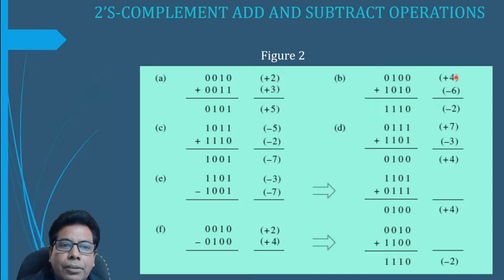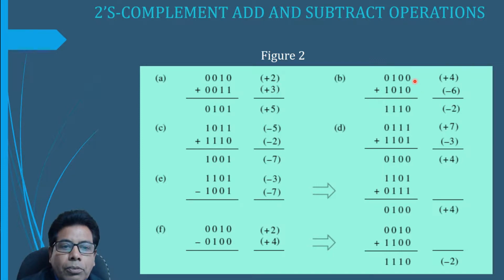Then next example, we take plus 4 minus 6. Now plus 4 we represent with 0, 1, 0, 0. Now minus 6, when we want to represent, 6 is 0, 1, 1, 0. So if we represent it in 1's complement, it will be 1 0 0 1. So plus 1, so that will give us 2's complement, that is 1 0 1 0. So minus 6 will be represented by 1 0 1 0.